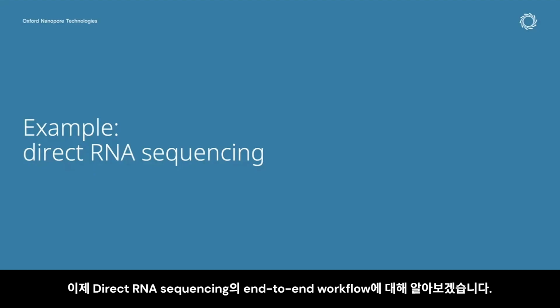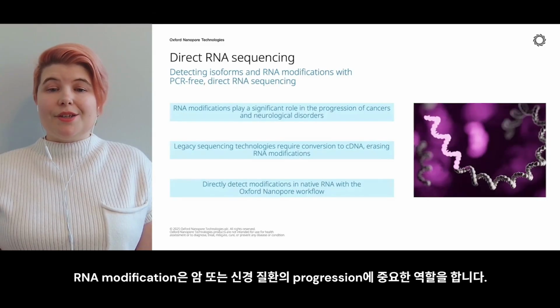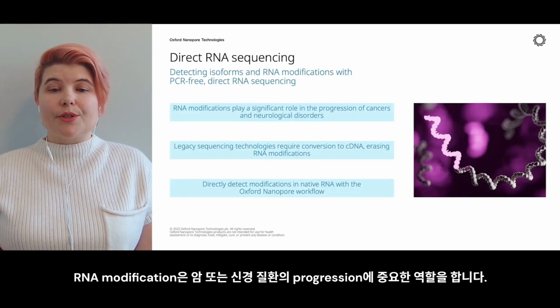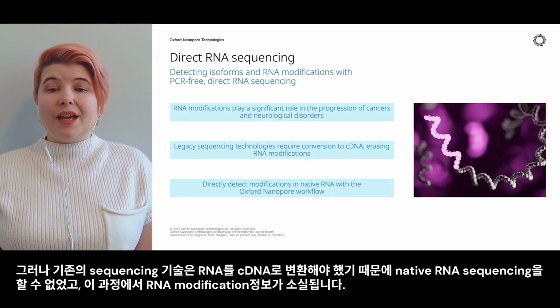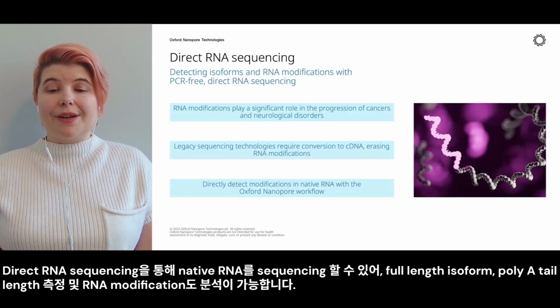Let's take a look at the end-to-end direct RNA sequencing workflow as an example. Modifications in RNA play a significant role in the progression of cancers and neurological disorders. However, native RNA cannot be sequenced using legacy sequencing technologies that require conversion of RNA to cDNA, meaning that these modifications are lost. With Oxford Nanopore direct RNA sequencing, it is possible to sequence native RNA, not only capturing full-length isoforms and allowing poly-A tail measurement, but also ensuring that RNA modifications are preserved and can be detected.